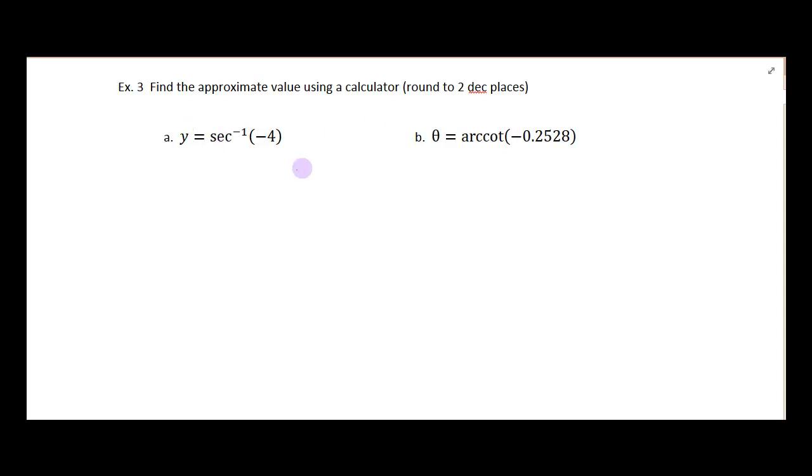For these two examples, we're going to let our calculator find the answer for us, rounding to 2 decimal places. So I've put 2 examples on here that, even though we think we can use our calculator and it's going to be a pretty easy answer, it's not as straightforward as you think.